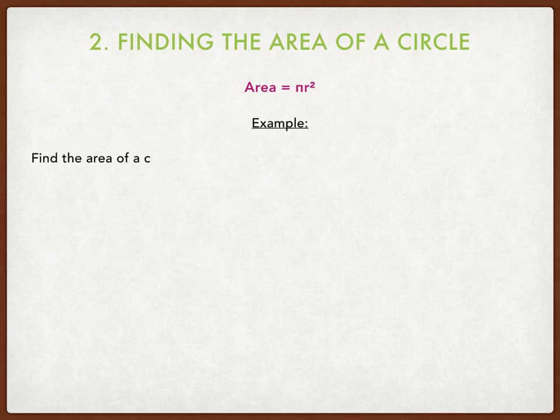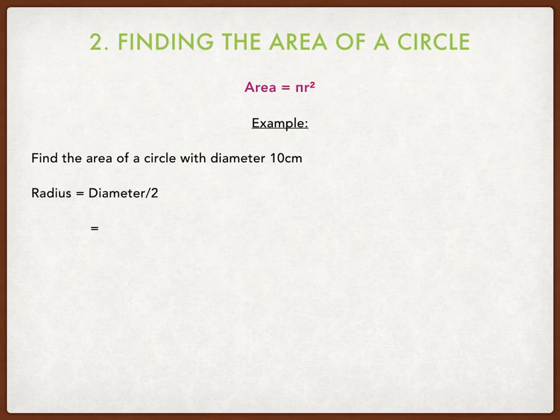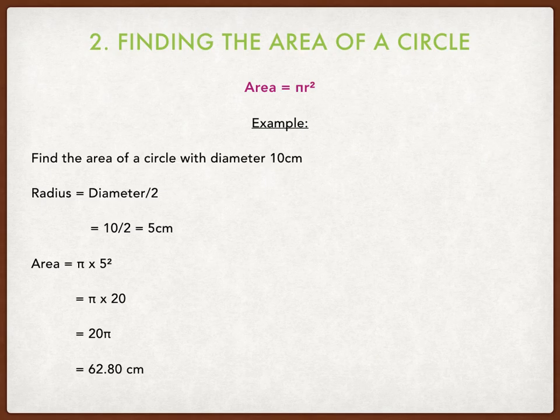Here's an example. So the diameter is 10 centimetres and we need to find the radius. So we divide that by 2 and that gives us 5 centimetres. Now that's all we have to do, and now we can just plug it into the formula like we did in the last example. So pi times 5 squared, pi times, oh that should be 25, sorry. So 25 pi, that wouldn't equal 62.8. I will change that, that's wrong, sorry. But the actual answer should be 78.5 centimetres.